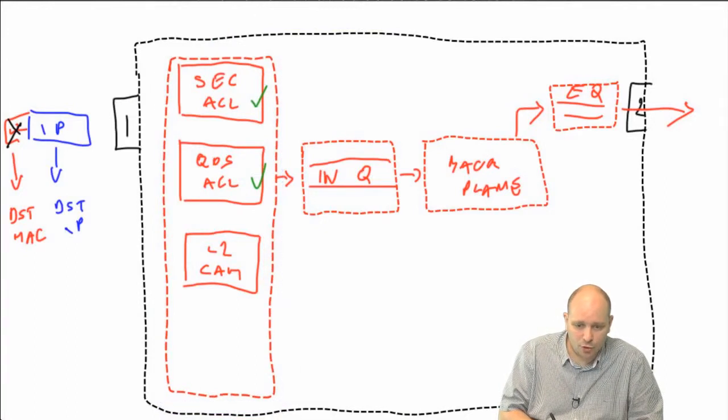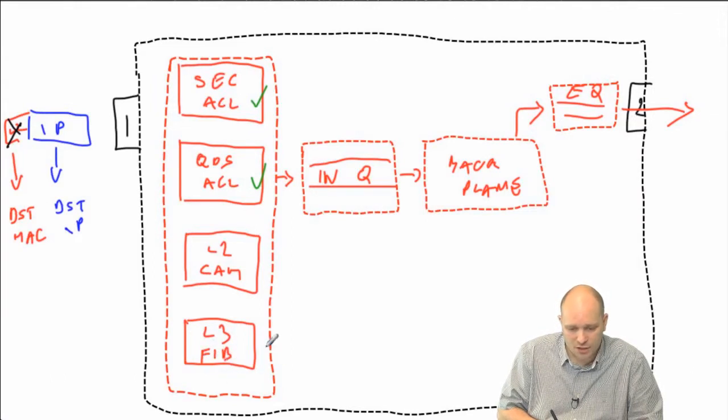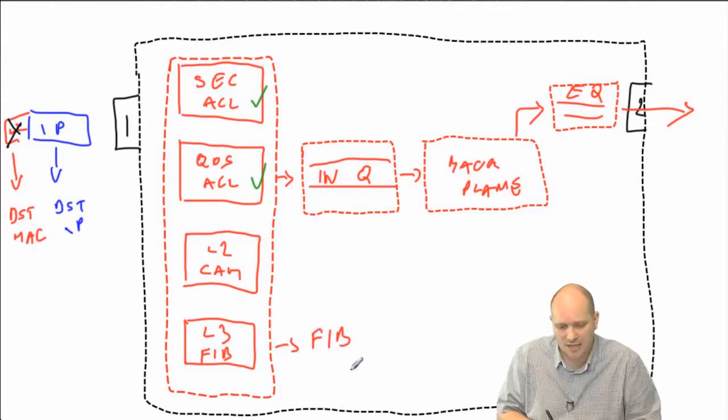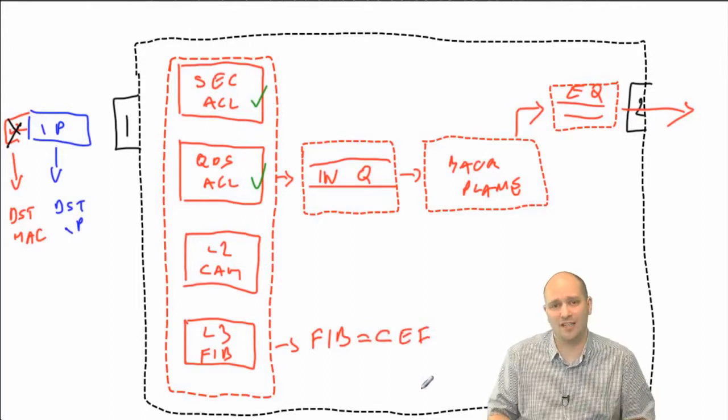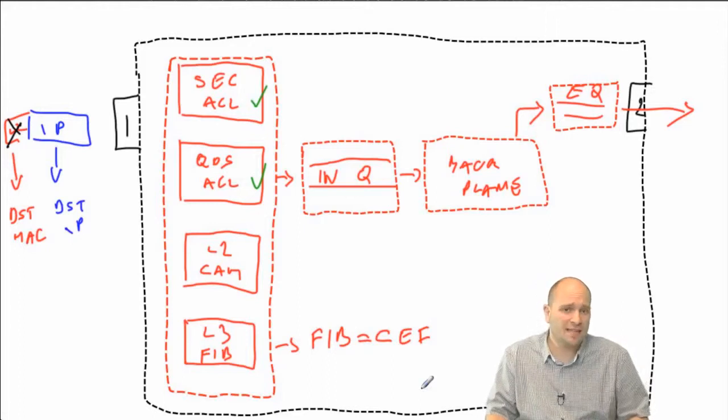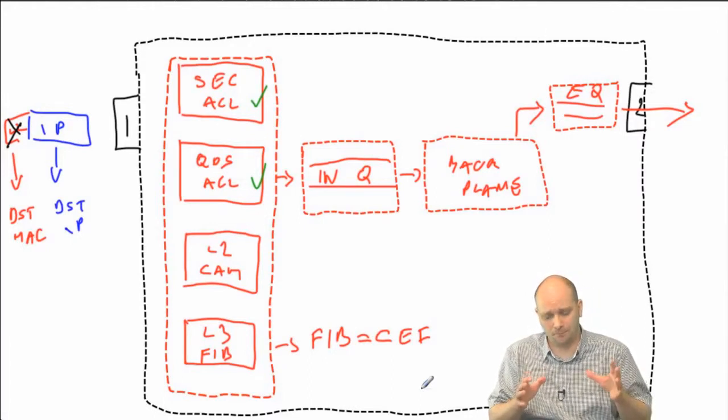The table that we are going to consult here at the ingress is going to be our layer 3 forwarding information base. On Cisco routers, the forwarding information base, sorry, not on Cisco routers, on Cisco switches, the forwarding information base is implemented in hardware using Cisco Express Forwarding technology. It's a topology-based forwarding cache. Now, what do I mean by forwarding cache?